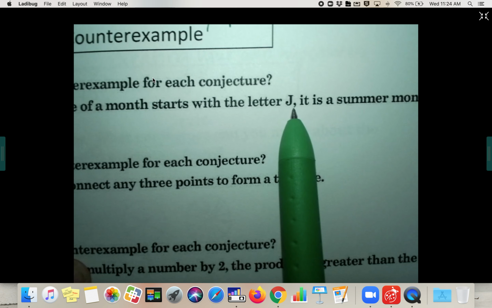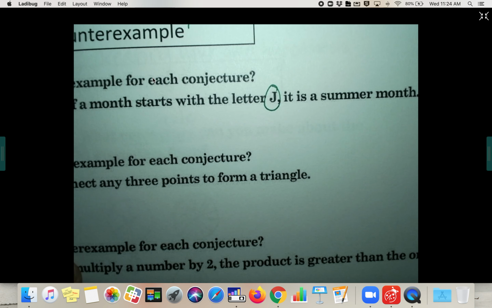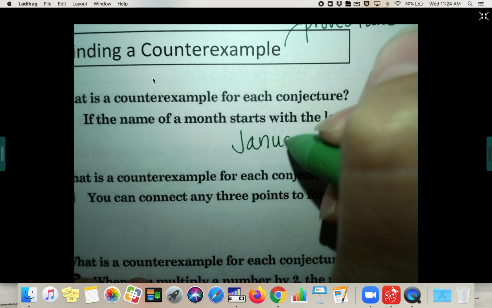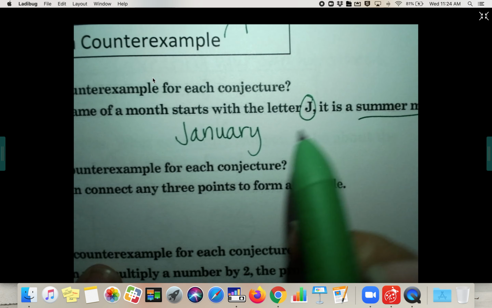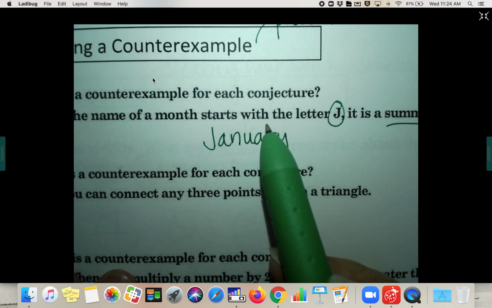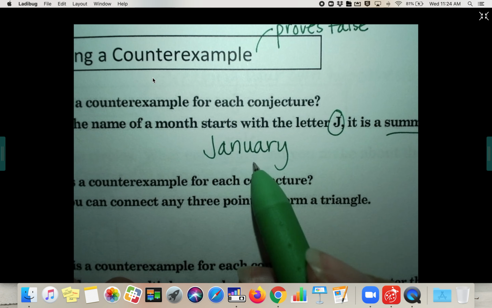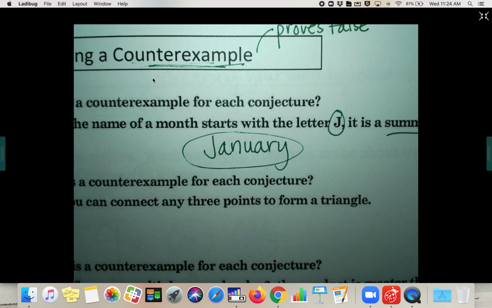So think about it for a minute. There is also another month that starts with a J, and it is January. January is most definitely not a summer month, so we have just proven this conjecture false by giving a counterexample. So don't just say it's false. Give a counterexample that proves it's false, like January.